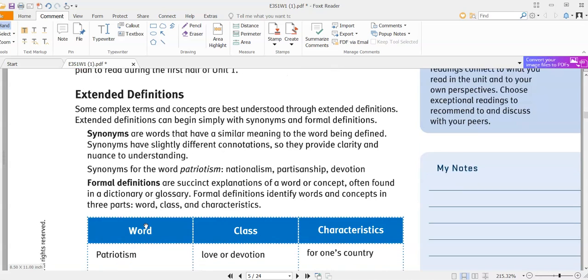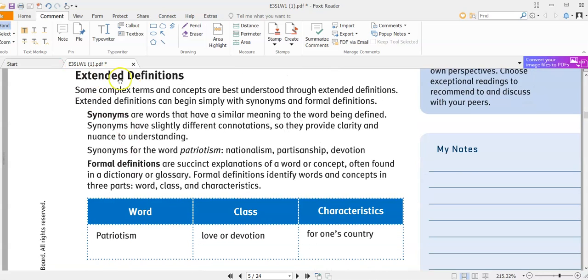So, extended definitions. Some complex terms and concepts are best understood through extended definitions. Extended definitions can begin simply with synonyms and formal definitions. So you probably already know what synonyms are, but it doesn't hurt to refresh. They're basically words that have a similar meaning to the word being defined, but sometimes they might have slightly different connotations, so that they provide clarity and nuance to understanding. What that means is that using a specific word for its connotation can give a reader a little bit more insight about what the writer means.